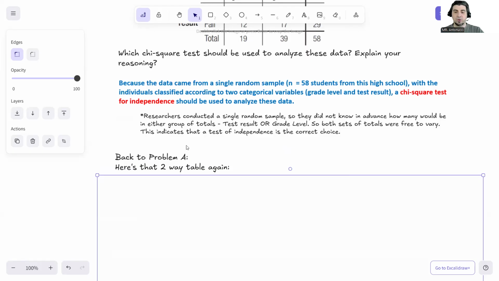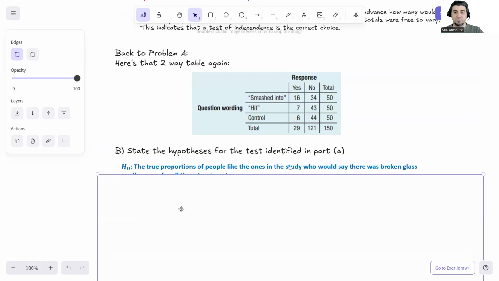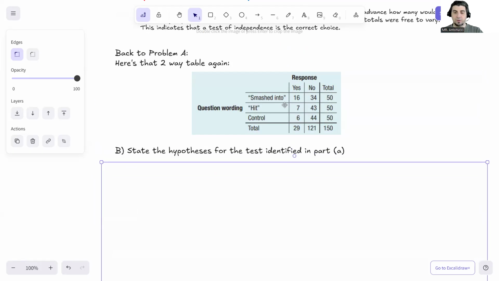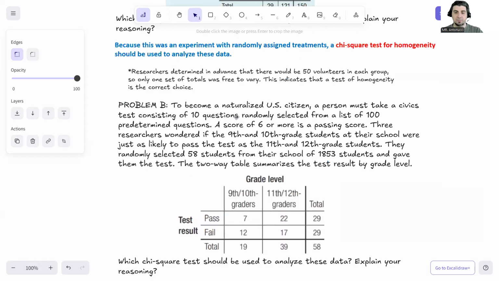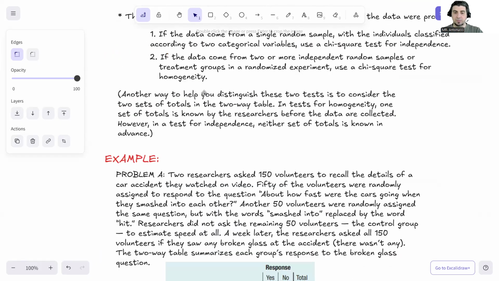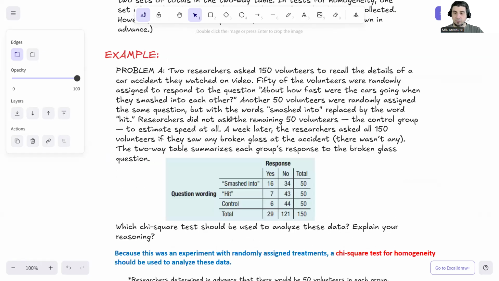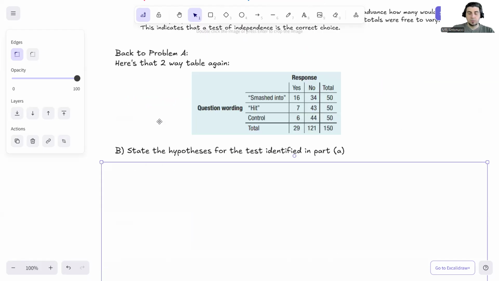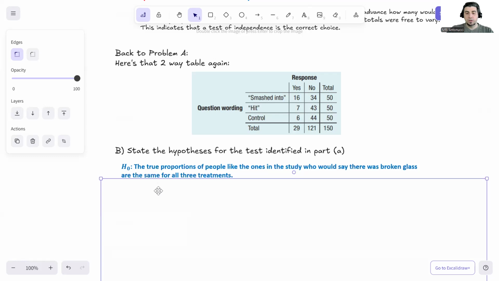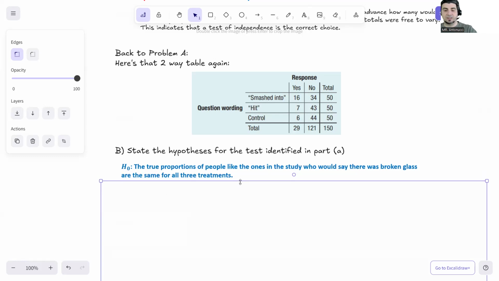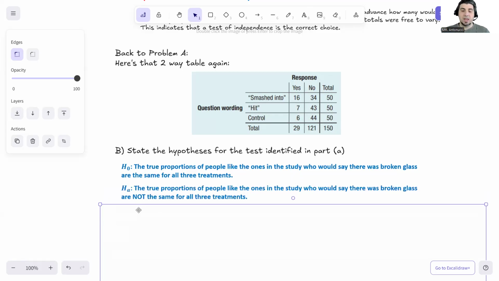So if we go back to problem A again, here we have the table from problem A, and this was the car accident. How fast were the cars going when they smashed into each other? Okay, we want to state the hypotheses for that part. So the true proportion of people like the ones in the study who would say there was broken glass are the same for all three treatments, and the alternative would be not the same.